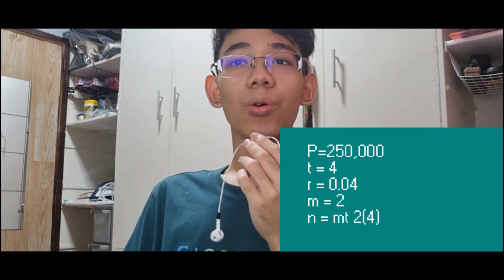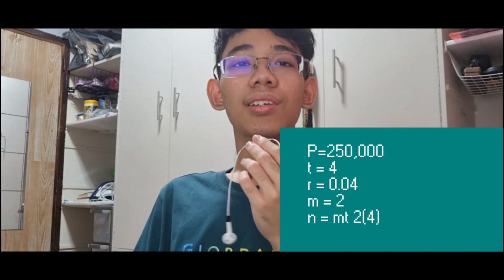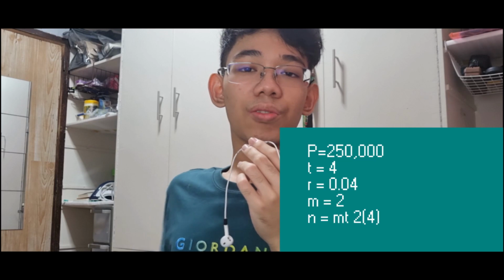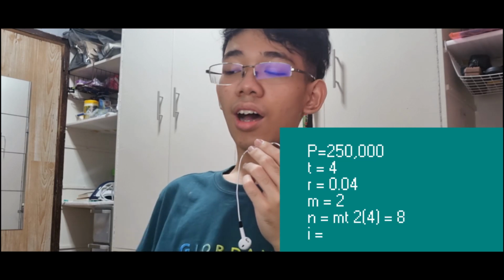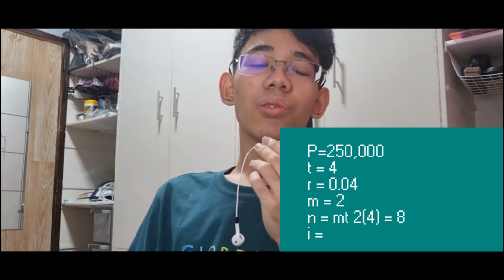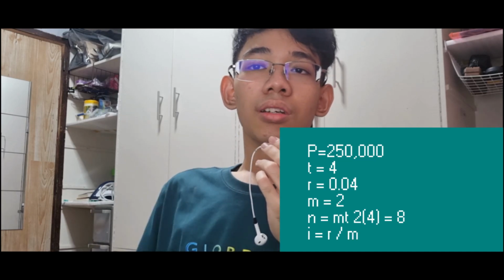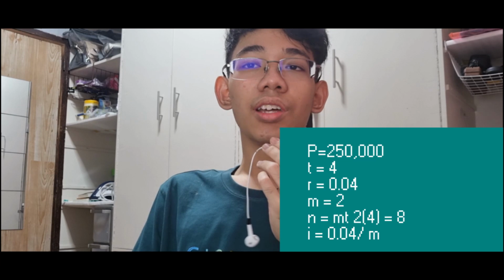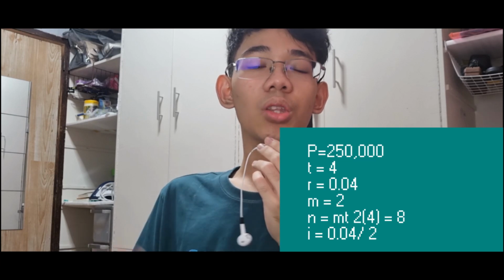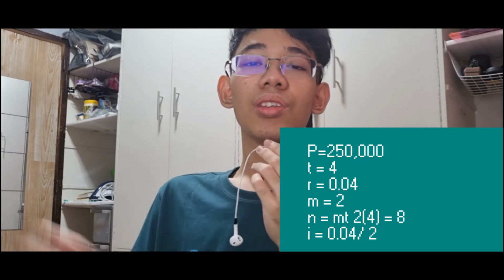Since T is 4 and M is 2, then 2 times 4 equals 8. Then i, which is the interest rate per period, equals R over M. And since R is 0.04 and M is 2, you just divide those and you get 0.02.